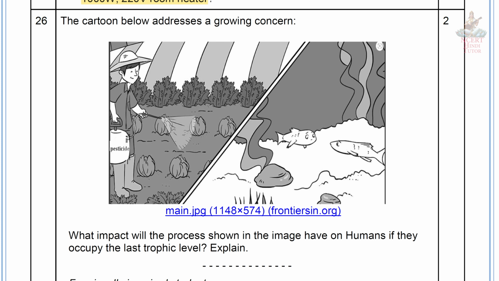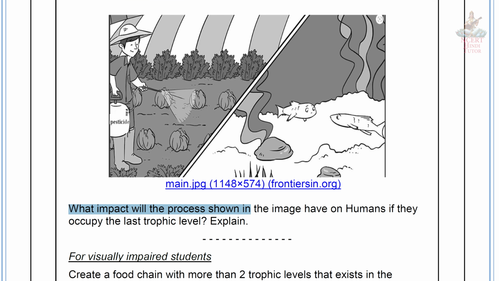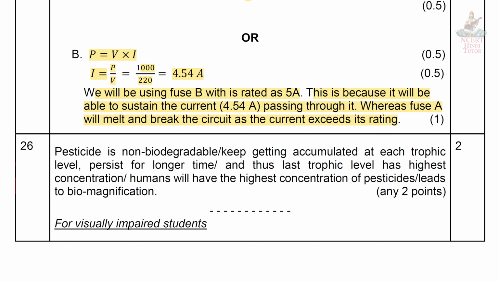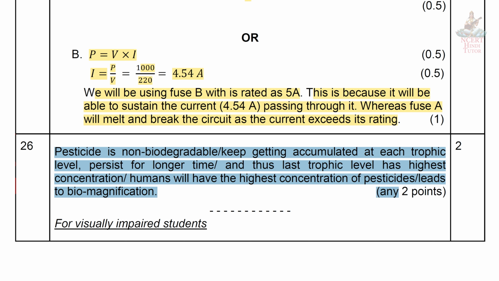Question 26. The cartoon below addresses a growing concern. What impact will the process shown in the image have on humans if they occupy the last trophic level? Explain. Answer. Pesticide is non-biodegradable, keeps getting accumulated at each trophic level, persists for a longer time, and thus the last trophic level has the highest concentration. Humans will have the highest concentration of pesticides, which leads to biomagnification. So you can write any 2 points.